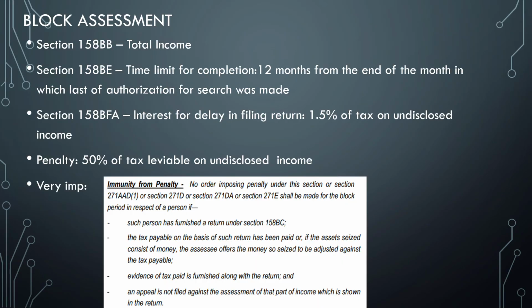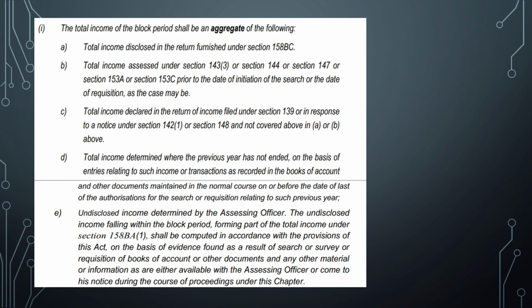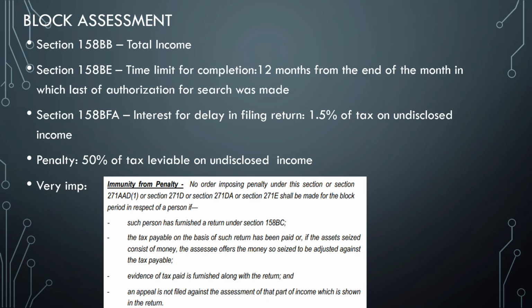First one is the computation of total income as prescribed under section 158BB. What are the various things to be included? It is the aggregate of the total income disclosed in the return under section 158BC, and the total income assessed under 143(3) or 144 or 147, and the total income declared in the return filed, and the total income determined where the previous year has not ended, and lastly the undisclosed income determined by the assessing officer. It is not any one of these, it is the aggregate of these. This is the total income of the block period that is covered under section 158B.